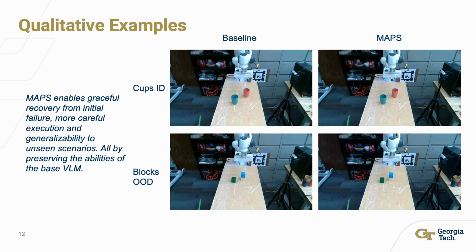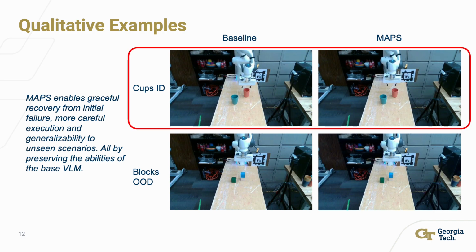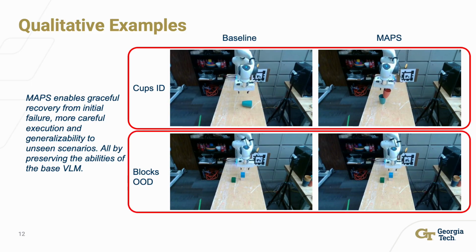Lastly, MAPS exhibits more careful execution. In cups ID, it struggles to localize the second cup but releases cautiously and succeeds. In blocks OOD, it adapts to the elevated blue block, recovers from an initial failure, and completes the task.